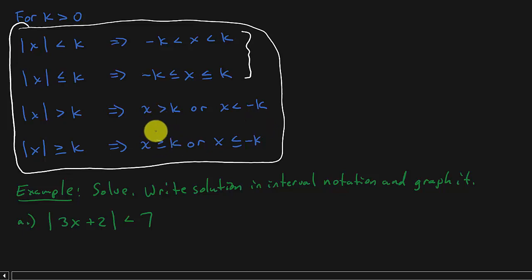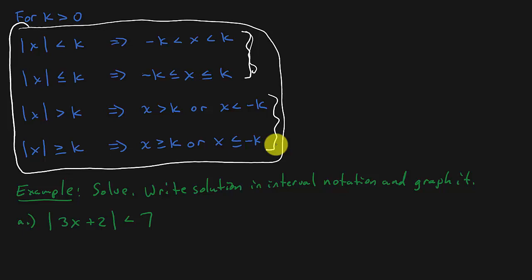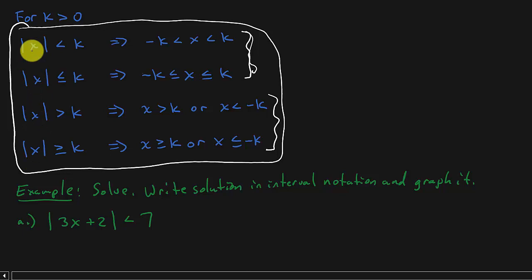Okay, that's the only difference in these two, and then these two together. That's the difference. So you can see what's inside the absolute value here. On the first two, what's inside the absolute value goes in the middle, and then k goes on either side. And then for the greater than, it's broken up into two parts.